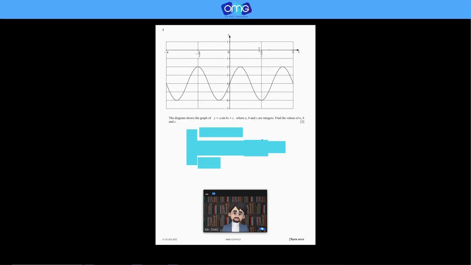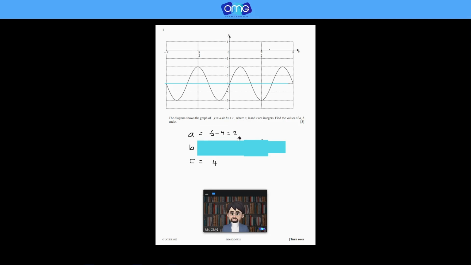This diagram shows the graph of a sin bx plus c, where a, b, c are integers. Find the value of a, b, and c. The easiest way is to find c, which is this one, which is 4. The amplitude a is the distance from 6 to 4, which is 6 minus 4, 2. So a equals 2.